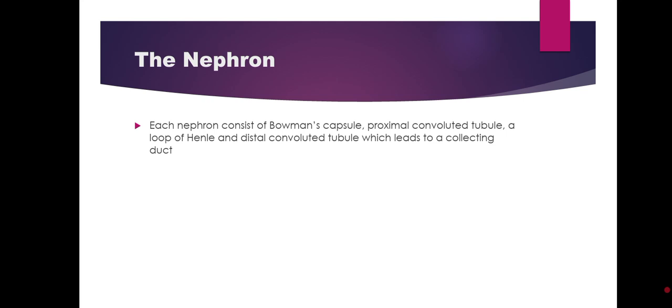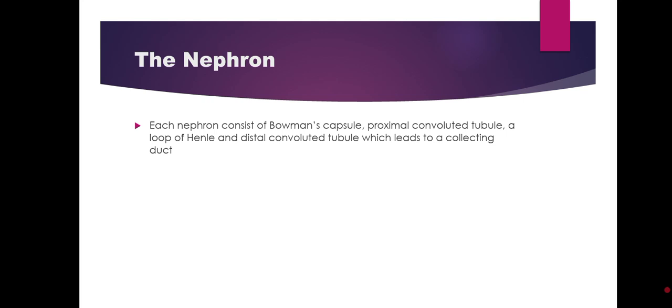And we're talking about the loop of Henle. The loop of Henle has the ascending and descending limb, right? Then we have the distal convoluted tubule. The distal convoluted tubule is also a coiled tubule, which leads to a collecting duct. A collecting duct is where urine passes, right? It is the final duct in our excretion, right?